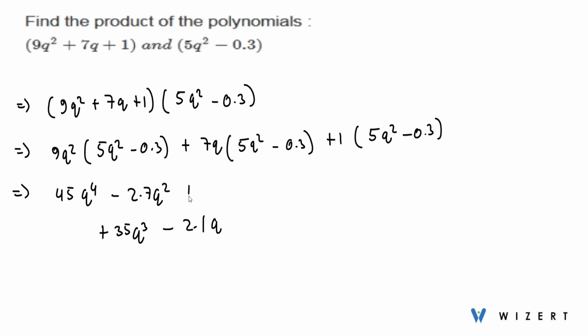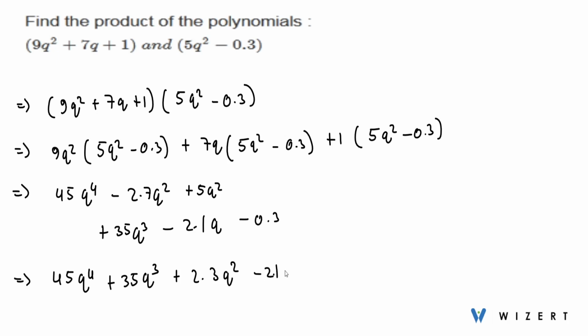So let's write it over here. So 5q square minus 0.3. Okay, so after further simplification we are going to have 45q raised to the power 4 plus 35q raised to the power 3, then 5q square minus 2.7q square, which will result in plus 2.3q square, then minus 2.1q and minus 0.3.